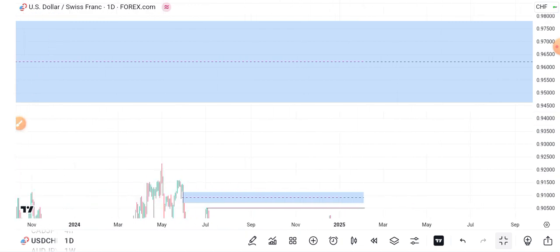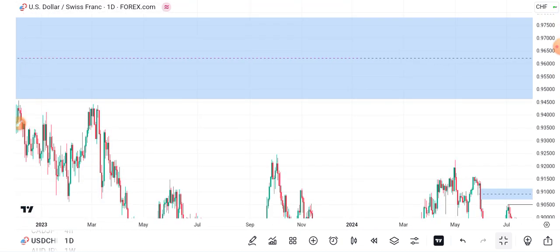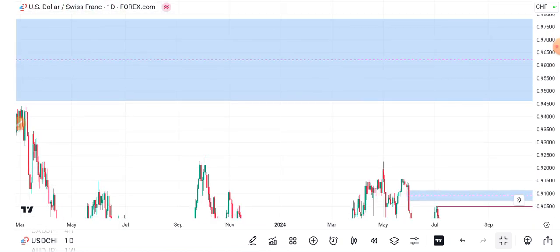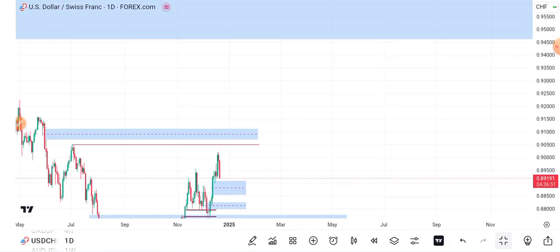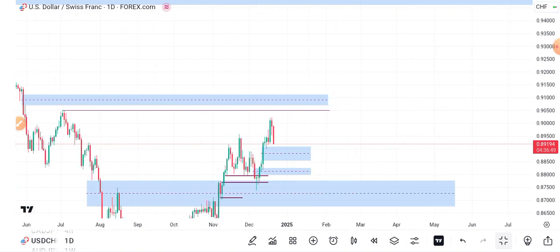So once price is able to enter into those places, these are trades that you want to actually take, and it's a whole lot of pips.